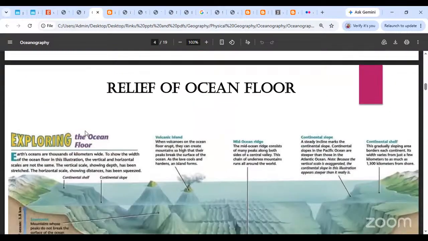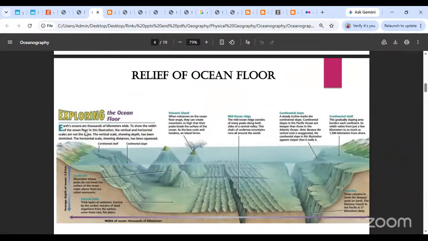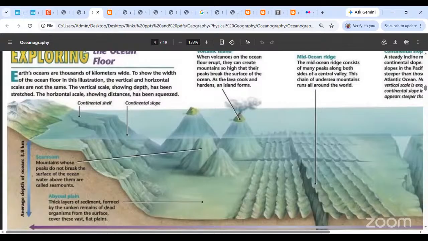Now, this is the proper relief of the ocean floor. When we say relief of the ocean floor, we are looking at all the major and minor landforms on the ocean floor. This is generally how the ocean floor begins. This is the continent on this particular data set. On this side, the one that you can see over here is the continent.